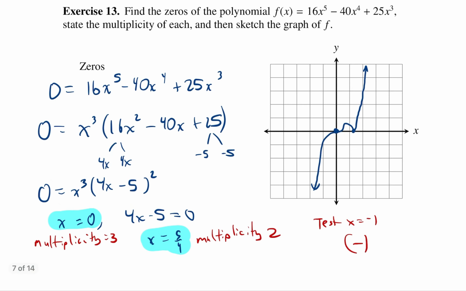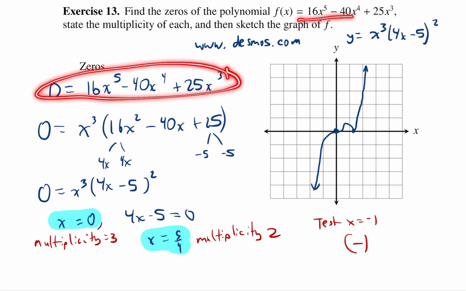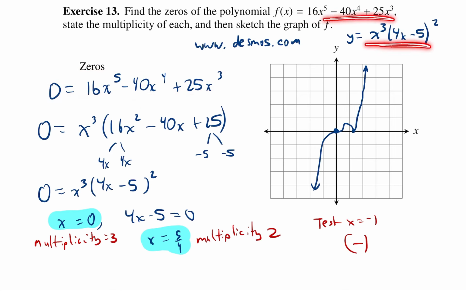All right, and that pretty much does it for that. You could confirm your answer by using a graphing calculator, or if you don't have a graphing calculator, you can go to www.desmos.com, and you can enter this graph. You can enter y equals x cubed times (x minus 5) squared, or you can just enter the non-factored version, the original function. You can enter either version, factored or non-factored, into desmos.com, and that'll confirm that your graph does indeed look like this.